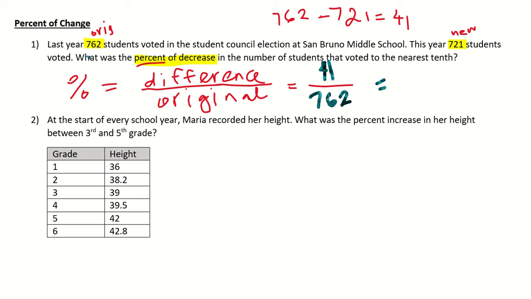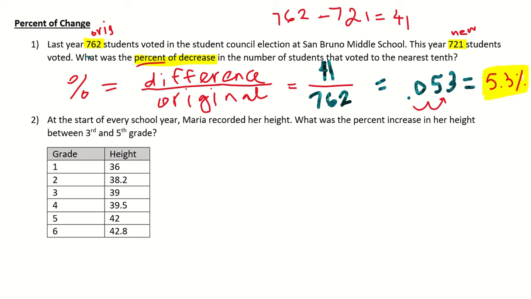If you work that out, that comes out to 0.053, and actually that decimal goes on, but we can stop it right here. Once we have the decimal, we can change a decimal to a percent. Remember, how do you do that? By moving the decimal over 2 spots to the right, and so this becomes 5.3%. It is a 5.3% decrease from the year before. All right, that's your answer.